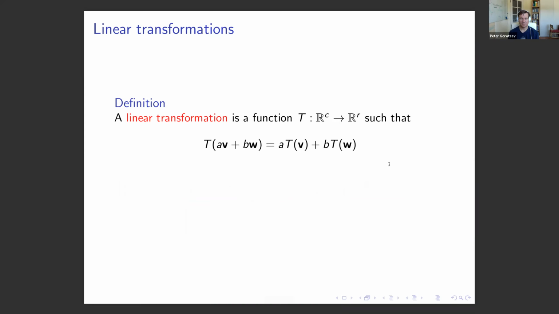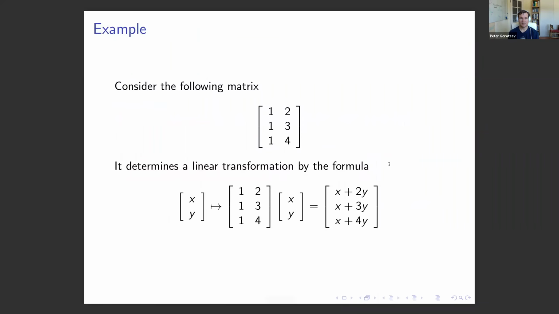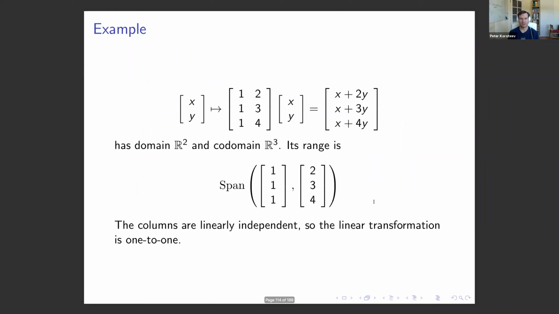Right, so it's again the definition of linear transformations, which we saw before. Here R^C is the domain and R^R is the codomain. Whether the function is onto, and whether it is one-to-one, depends on the details of T, which we can study. Take an example, the 3x2 matrix with columns (1, 1, 1) and (2, 3, 4). It determines a linear transformation by the formula that takes the vector (x, y) to the vector (x + 2y, x + 3y, x + 4y). So the domain is R^2 and the codomain is R^3, and its range is the span of these two column vectors.